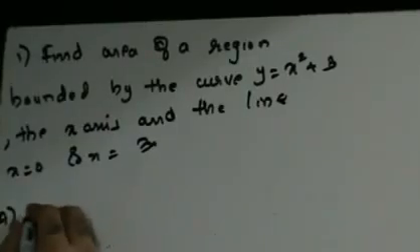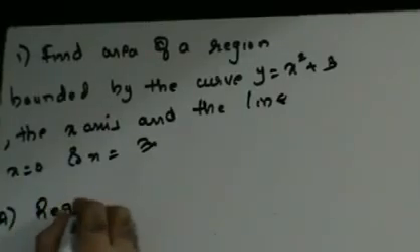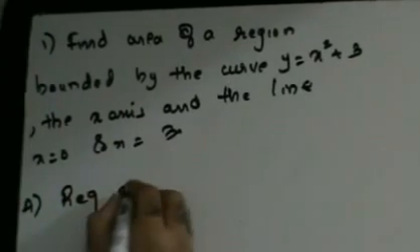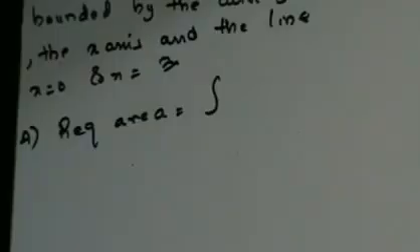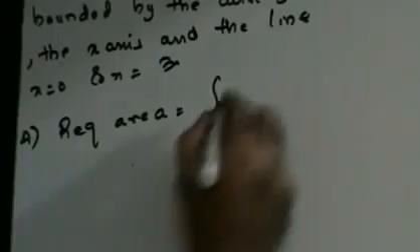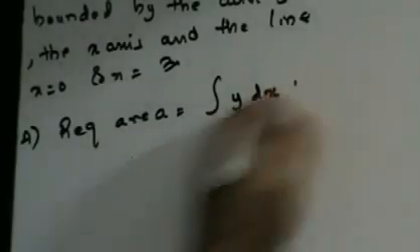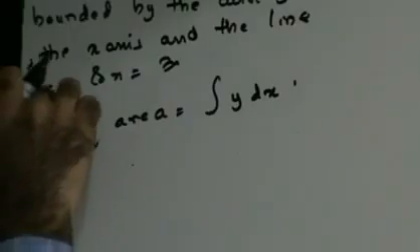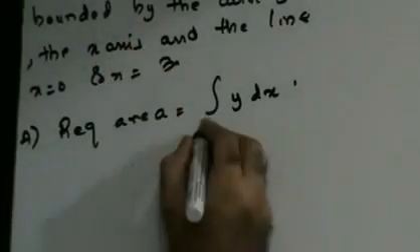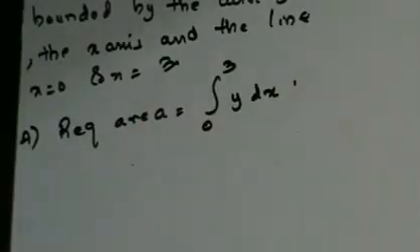Formula, one simple straightforward formula, required area. Area of any curved figure is nothing but the integral of its y coordinate, integral of y with respect to x. Now since I want to find out the area, I should know the lower limit and the upper limit. From where to where? From x is equal to 0 to x is equal to 3. That's how you find out the area of a curved figure.